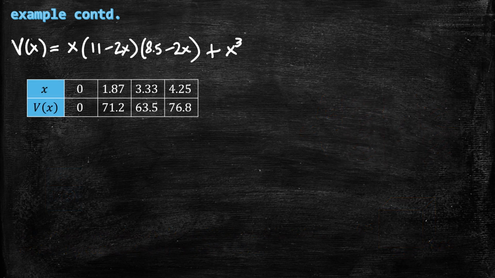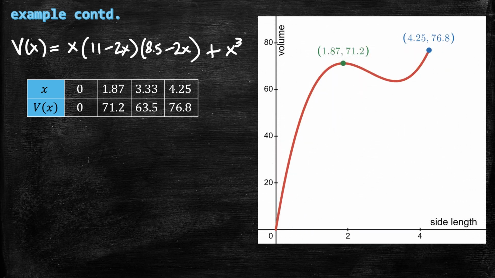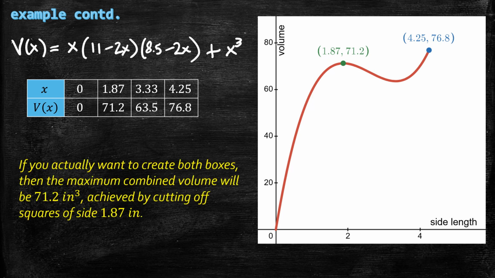So we'll finish up this opening problem by looking at a graph of the function, just to illustrate what's going on in the candidates test. And so here we can see that, yes, indeed, at this point, when x was 4.25, we did get the maximum combined volume, except we get no open top box, so this answer here is the more realistic answer if we would like to actually achieve both boxes being created. So this would be our final conclusion. If you actually want to create both boxes, then the maximum combined volume will be 71.2 inches cubed, achieved by cutting off squares of side 1.87 inches.